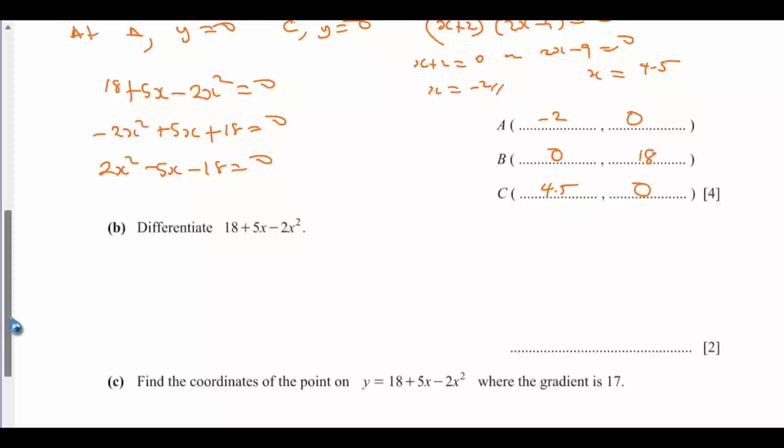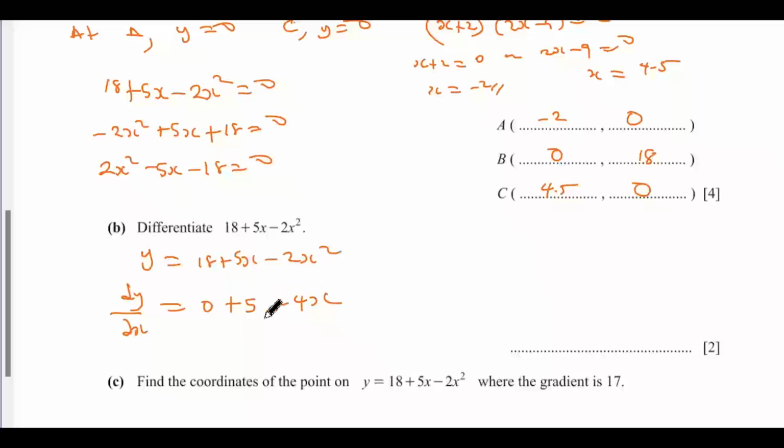Differentiate 18 plus 5x minus 2x squared. We can say let this be equal to y. So we have y equals 18 plus 5x minus 2x squared. Then to differentiate this, we get dy/dx, that will be equal to 0 plus 5 minus 4x. So dy/dx equals 5 minus 4x.